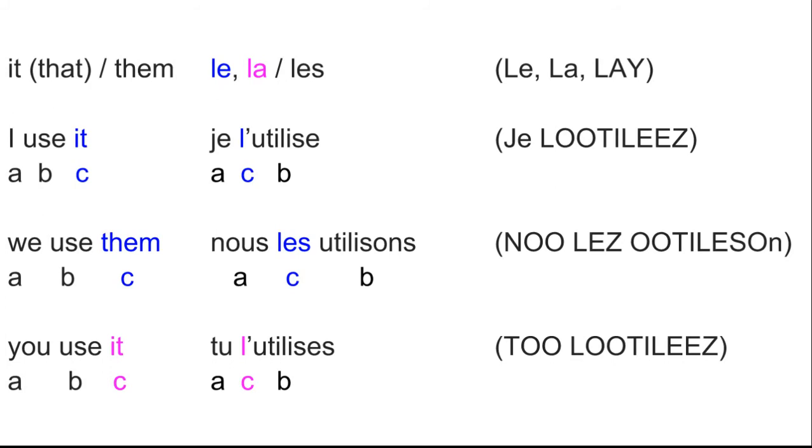Now if it's "we use them", you can use the plural, and again it comes before the verb. So we use them is nous les utilisons. Nous les utilisons. And again, if the thing that you're talking about is feminine, you would use la, but that drops off with utilise. So you use it, tu l'utilises, tu l'utilises.